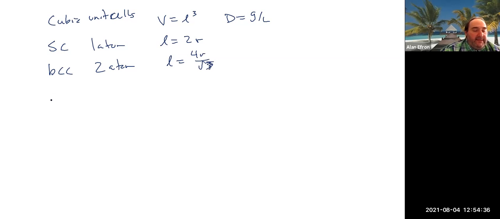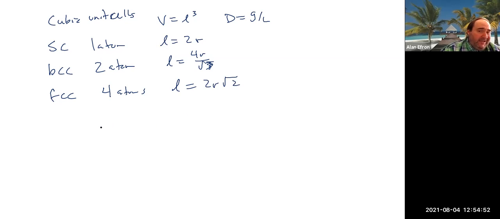And we had face-centered cubic, which had 1/8 of an atom in each corner, which is 1 atom, and basically a half an atom on each of the faces, which gave us 4 atoms total, and a length which was 2 times r square root of 2.